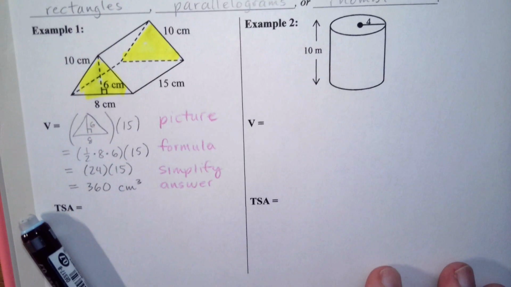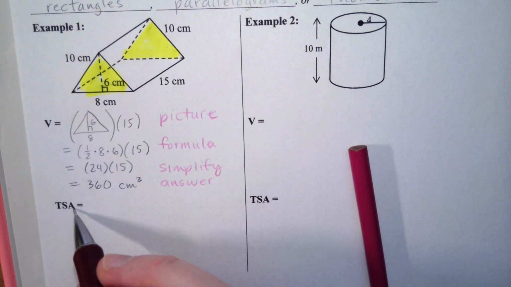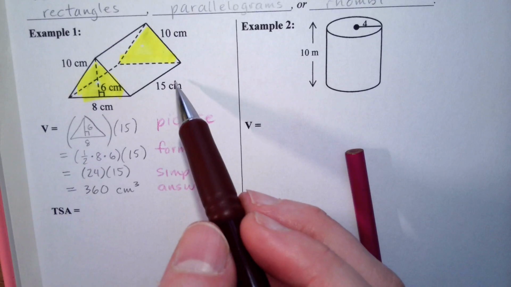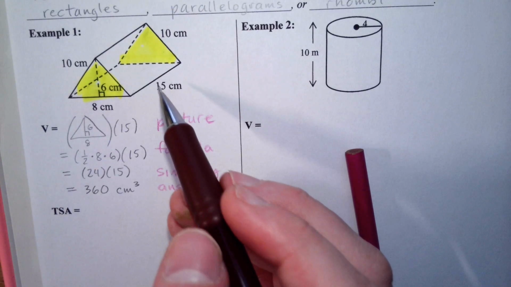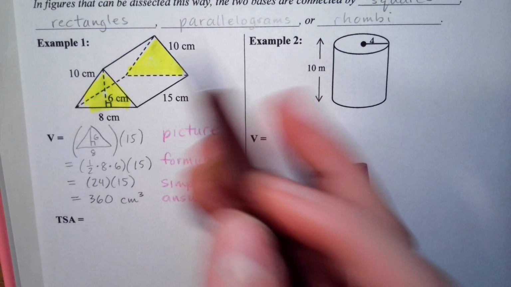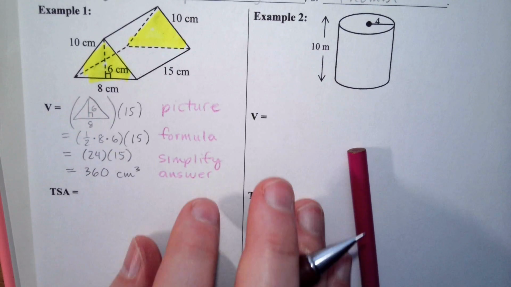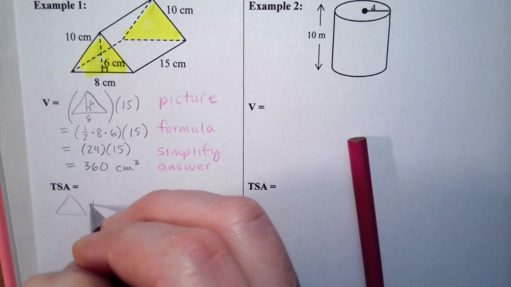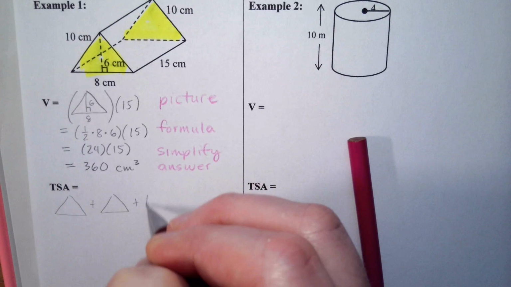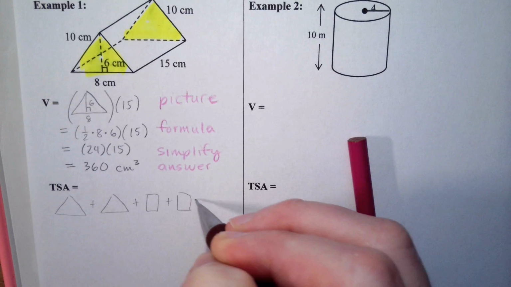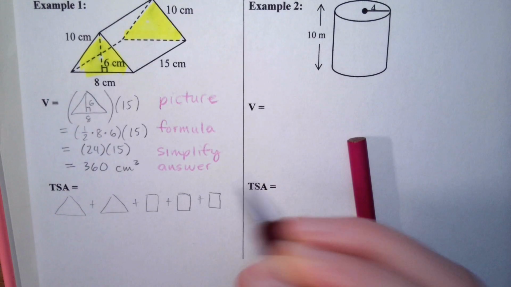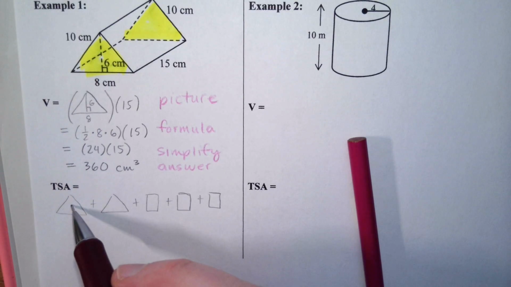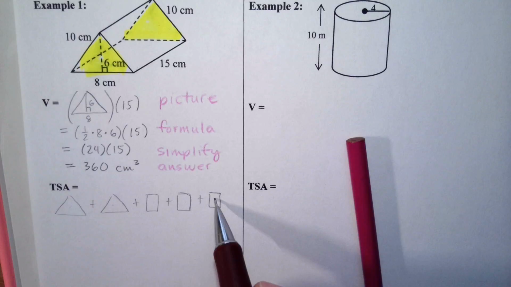Okay, total surface area. We just got to find the area of all 5 sides of this prism and then just add it all up. Now we have 2 triangles. Now I'm just going to write lightly here, don't copy this down yet. So I'm going to draw pictures of all the faces. I have a triangle, plus a triangle, plus a rectangle, plus a rectangle, plus a rectangle. I'm using this as my picture step. I'm going to find the area of one of the triangles, the second triangle, and then all 3 rectangles.